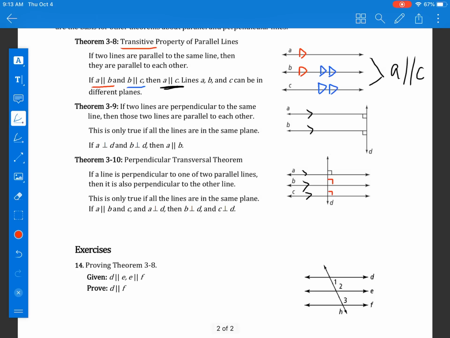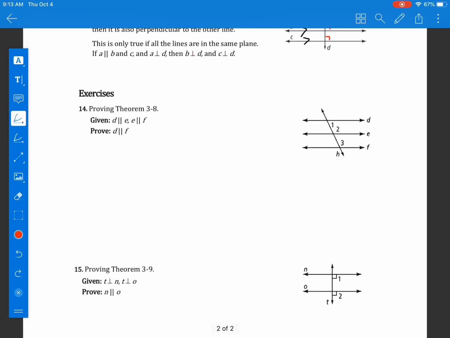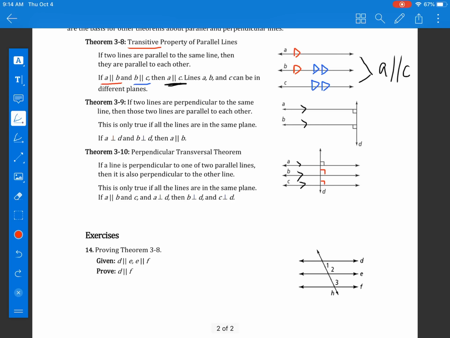So if you are using this as a proof, your if statement allows you to say the reason. This would be your reasoning for that one. So let's actually test out some proofs. Now, remember when we are proving a theorem, I can't use that theorem in the actual proof. So with 14, it says proving 3-8, I cannot use the transitive property of parallel lines. So we actually can use some of our old stuff that we already know.